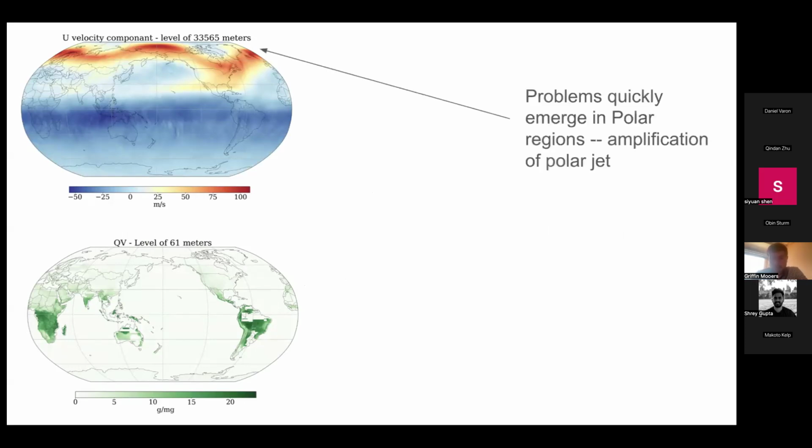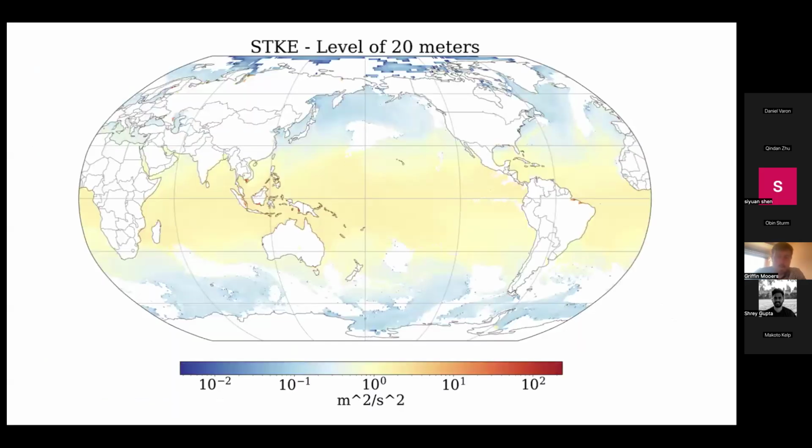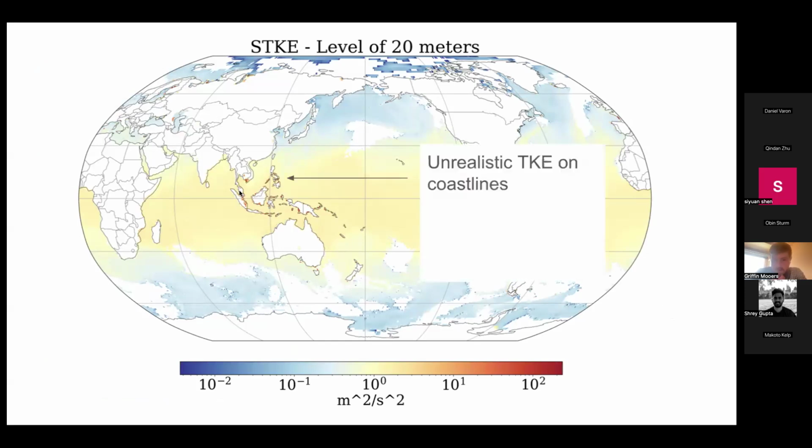You quickly see problems in polar regions, like amplification of the polar jet here. The surface moisture is far too great in the tropics. Very quickly, you get this buildup of moisture that is unrealistic and causes instability downstream. And if you really hone in on dynamical variables here, you can see this is a log scale, so really look at that dark red. You see these coastal areas in the tropics, you get really unrealistic turbulent kinetic energy.